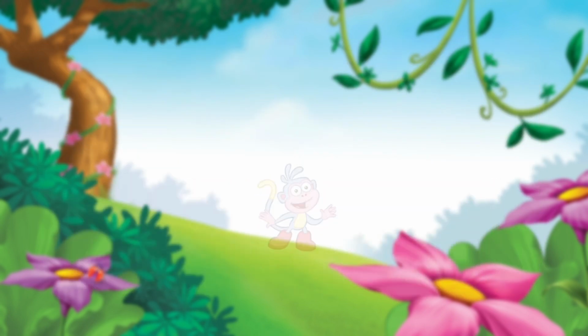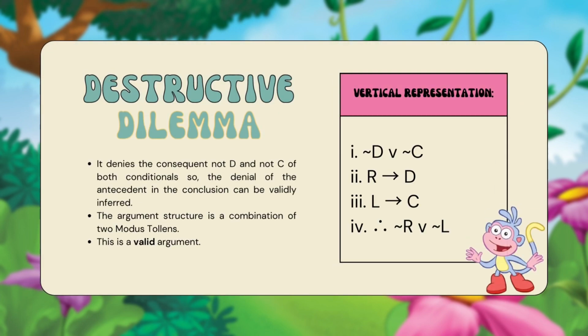The ninth argument form is destructive dilemma. Its argument structure is shown as, the first premise is not D or not C. The second premise is if R then D. The third premise is if L then C. The conclusion is therefore not R or not L. The argument is valid because it denies the consequents not D and not C of both conditionals and therefore, we can validly infer the denial of the antecedents in the conclusion. Hence, the argument structure of destructive dilemma is a combination of two modus tollens.